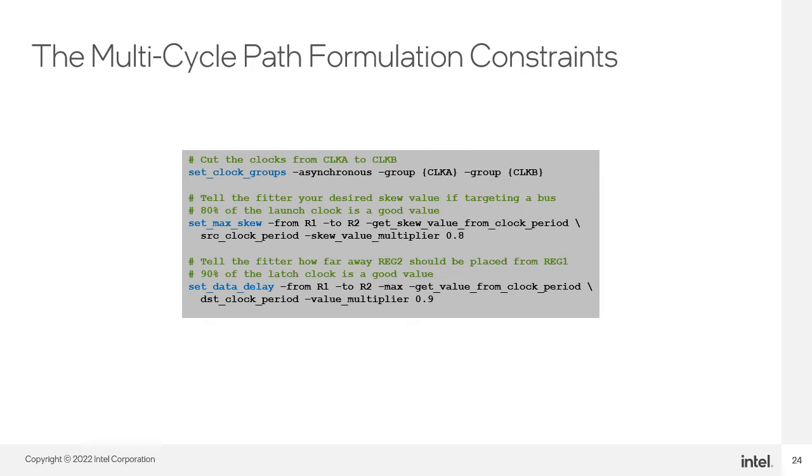The constraints shown here look identical to what we had seen before when I created the synchronizer, but in this case, I'll be constraining the bus from register set R1 to register set R2. You will still want to cut the data bus path from timing analysis since it's crossing a clock domain. Set the max skew to 80% of the source clock period, and finally, use the set_data_delay to tell the fitter how much time you want the data to take from R1 to R2. Remember, you have multiple clock cycles for the data bus to reach its destination, so bounding the data bus to 90% of the destination clock period should alleviate any potential metastability problems, as this path is a multi-cycle path.